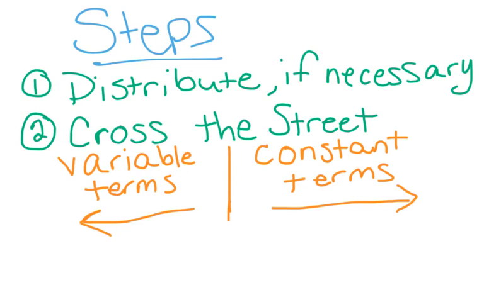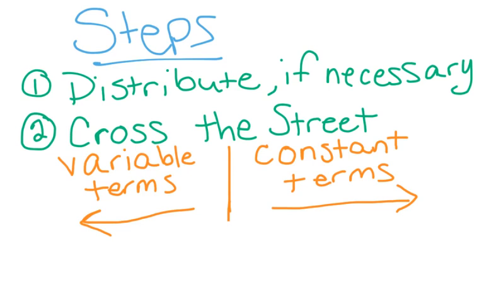You could do it the other way if you wanted to. I just kind of like to keep it to the same process because it makes it easier for us when we're all doing this together. If you should want to switch that, it doesn't matter as long as you essentially put the same kind of terms on one side and the same kind of terms on the other side. It doesn't matter which side you put it on. So first, we distribute if necessary, and second, we cross the street.